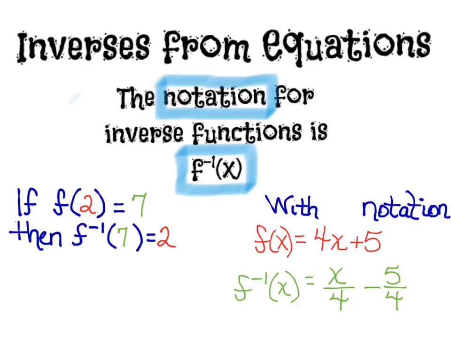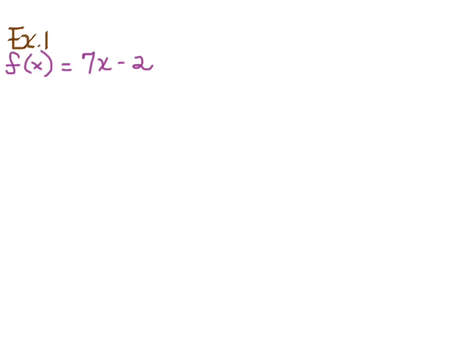See, with ordered pairs, you can easily see that they're inverses because you just switch the x with the y. But with equations, it's not so easy. So let's just take a look at these examples you have in your notes. And we're going to start with this basic function of a line. We know it's a line because it's y equals mx plus b, and we should all know that, right?